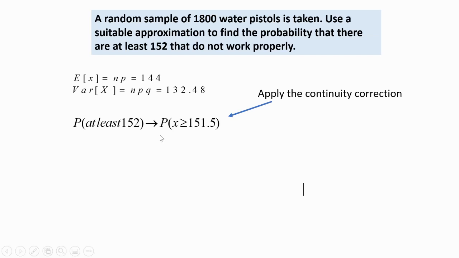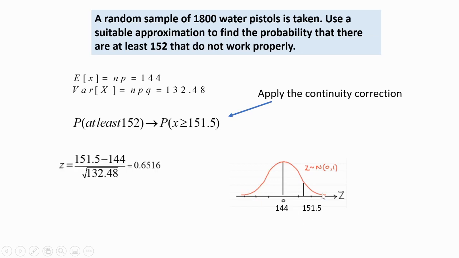If it had said the probability that it was greater than 152, then my continuity correction would be 152.5. Once we've decided on the continuity correction, we are then going to solve it like a normal distribution curve. So we're going to put our mean at 144, and we're going to look at what we're asking for, when x is greater than 151.5.